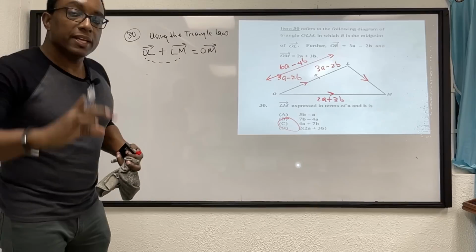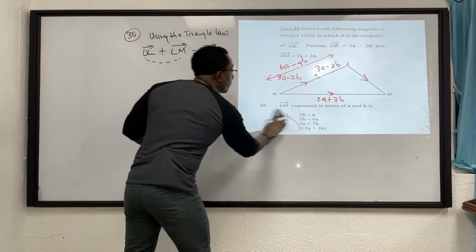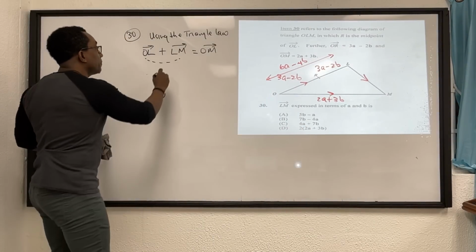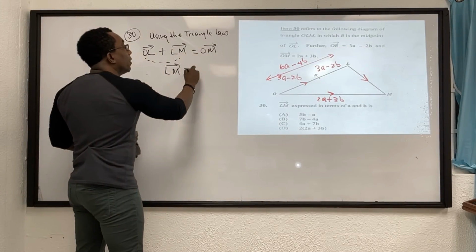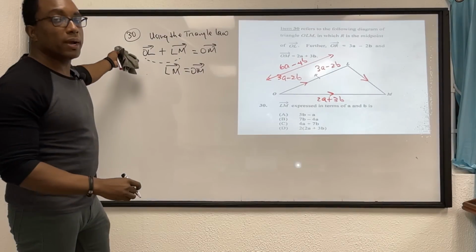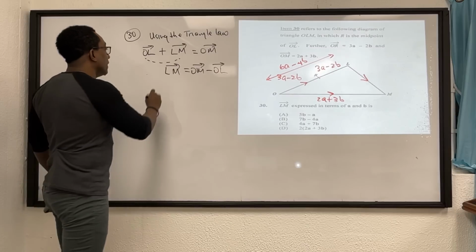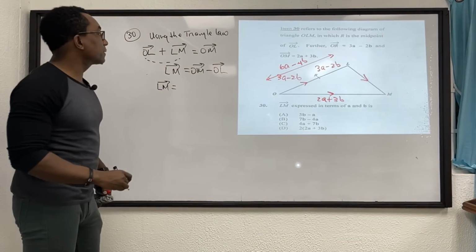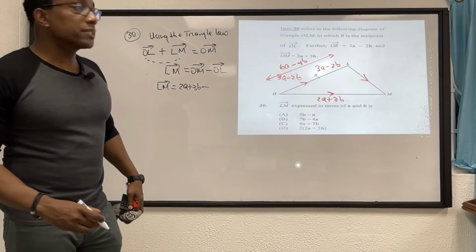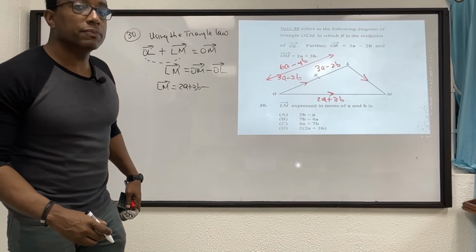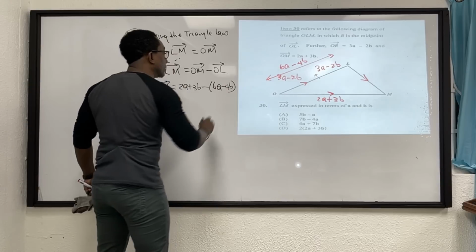So what we have done is to create an equation based on this very important law, and we can now proceed to find LM. So to get LM, we're going to make it the subject. We're going to subtract OL from both sides, take OL and bring it over to the right and change the sign, negative OL. And therefore vector LM is equal to vector OM, whose magnitude is 2a plus 3b, subtract vector OL, whose magnitude is 6a minus 4b. But we make sure we put 6a minus 4b in brackets, right?